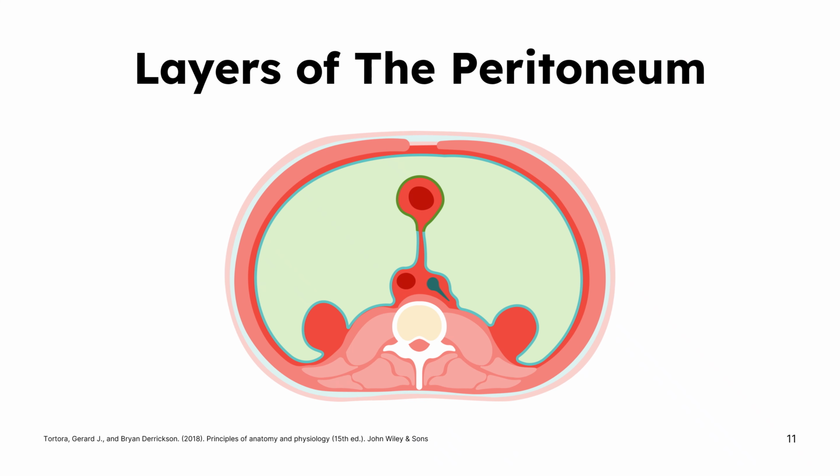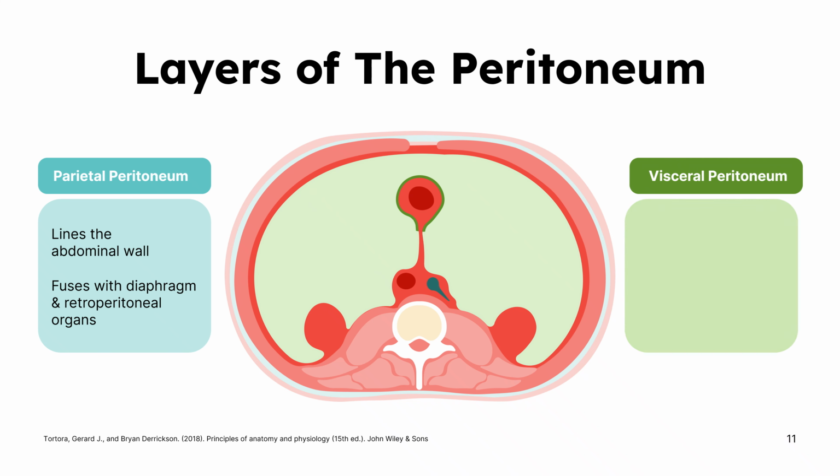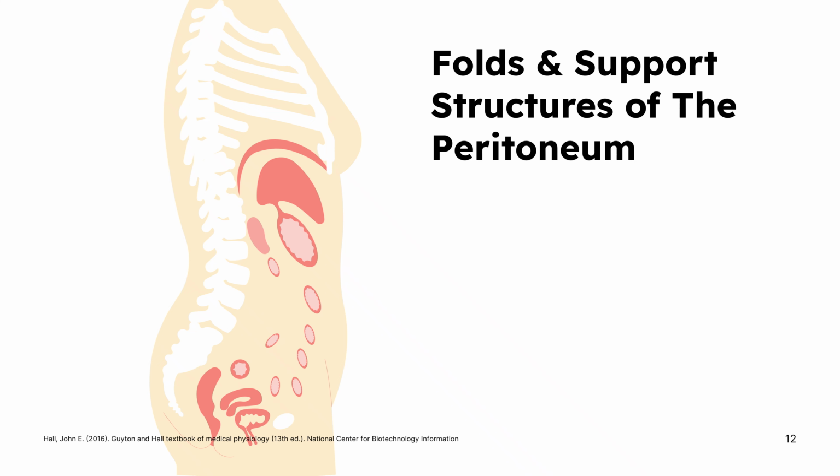To explore their anatomy more, the parietal peritoneum lines the abdominal wall and extends to fuse with the diaphragm and retroperitoneal organs, anchoring these structures and contributing to the structural integrity of the abdominal cavity. In contrast, the visceral peritoneum envelops the abdominal organs and plays a role in forming anatomical structures that help secure organs in place.